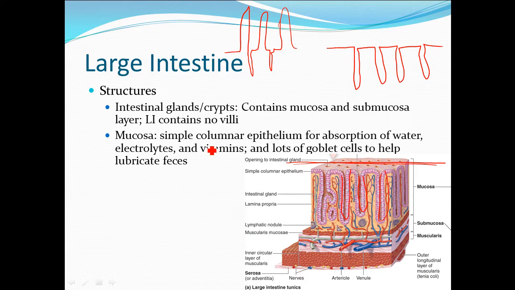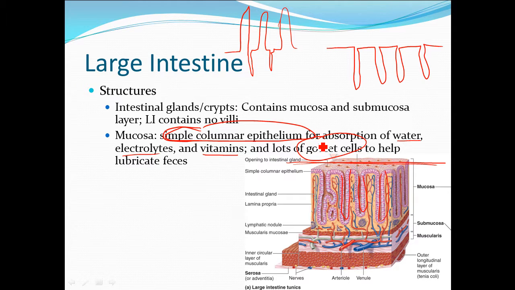The mucosa layer once again has simple columnar epithelium, not smooth. Once again, it's to absorb water, electrolytes, and vitamins. They do contain a lot of goblet cells, like a lot. And partially because since we're absorbing water here, the feces are going to be pretty solidified, meaning that it's not going to be as liquidy, because we're absorbing the water. So it's going to be drier and drier.